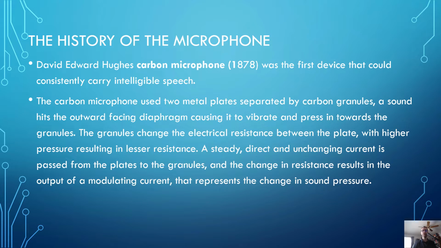The carbon microphone used two metal plates separated by carbon granules. So a sound hits the outward-facing diaphragm, which makes it vibrate, and presses inwards towards the granules. The granules change the amount of electrical resistance between the plates, with higher pressure resulting in lesser resistance. A steady, direct, and not changing current is passed from the plate to the granules, and the change in resistance results in the output of a modulating or changing current that represents the change in sound pressure.